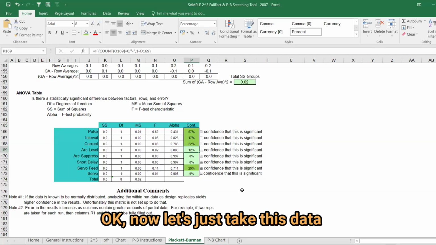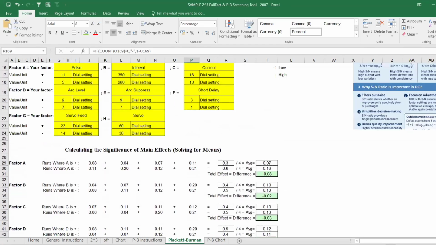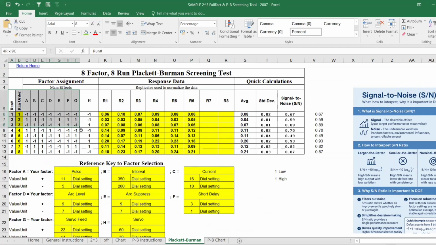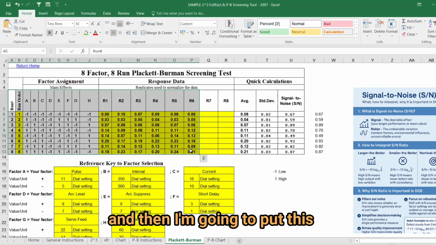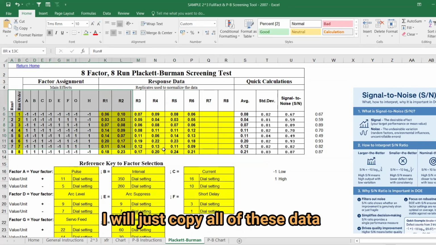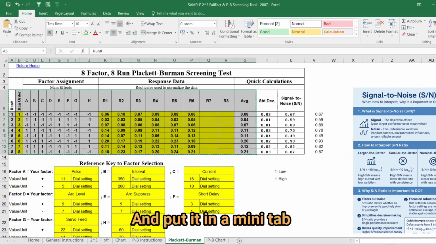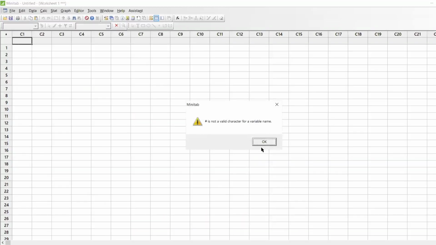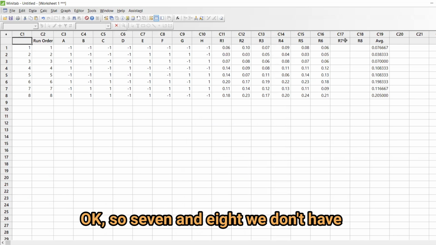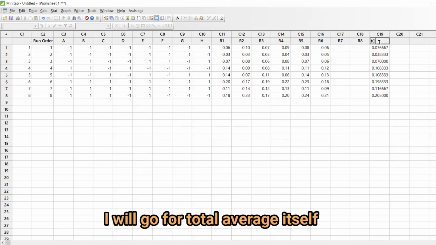Okay. Now let's take this data, all of this data. Maybe what I will do is copy all of these data and put it in Minitab. Okay, so 7 and 8 we don't have. This is the total average, right? I will go for the total average itself.